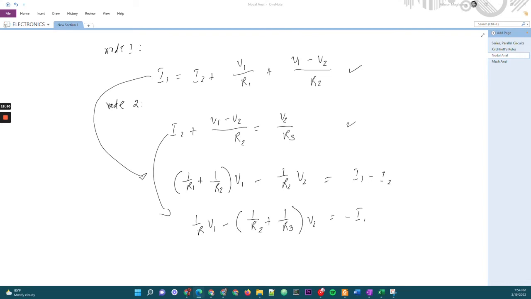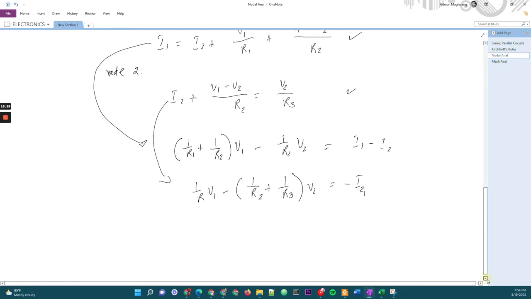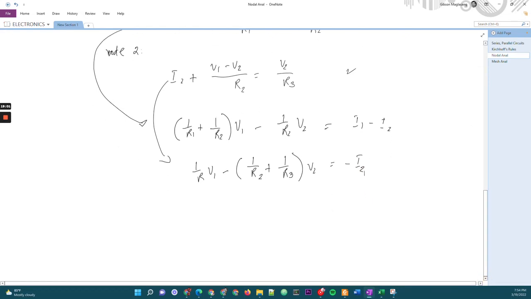I1, I know. This is I2. Sorry about that. So this is negative I2. Okay? So the reason why we collect all the B1 and B2 is because they are the unknown variables. So we have two unknown variables, B1 and B2. So this is a set of simultaneous linear equations.